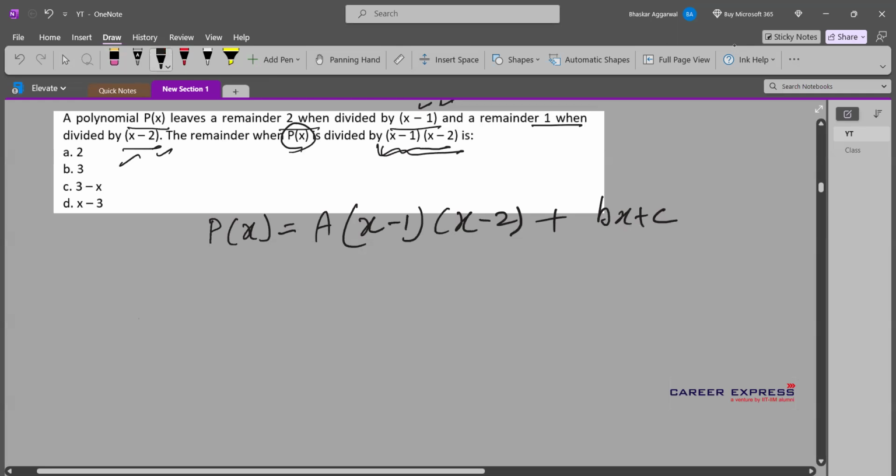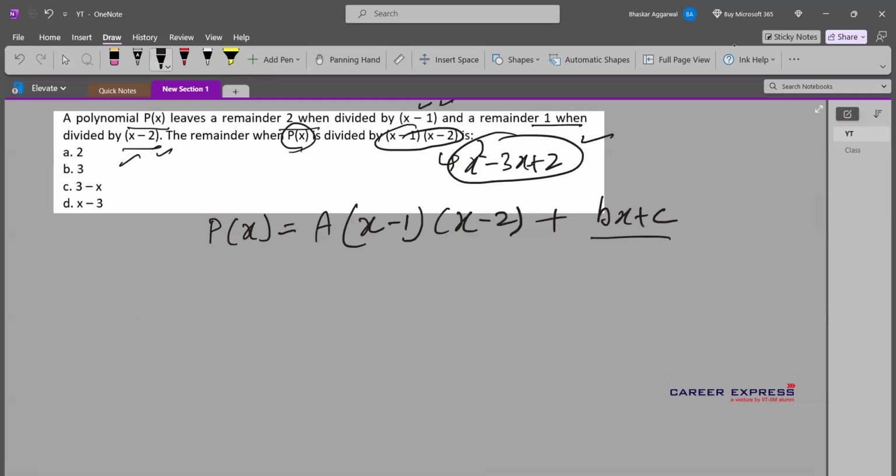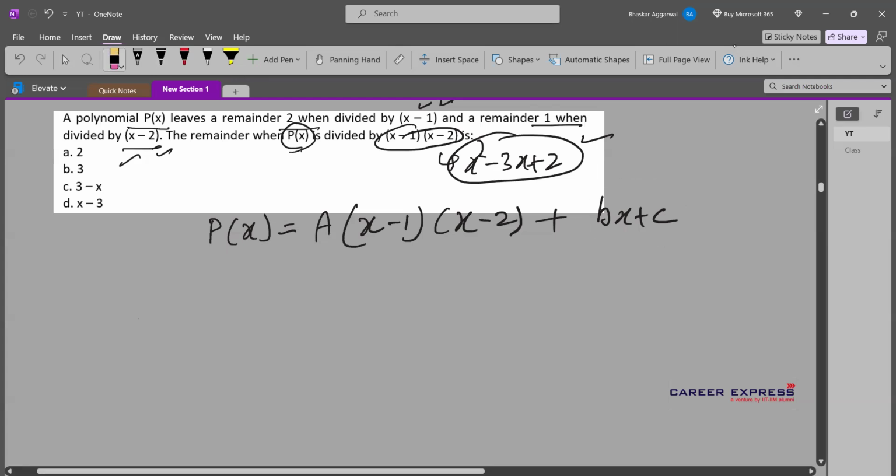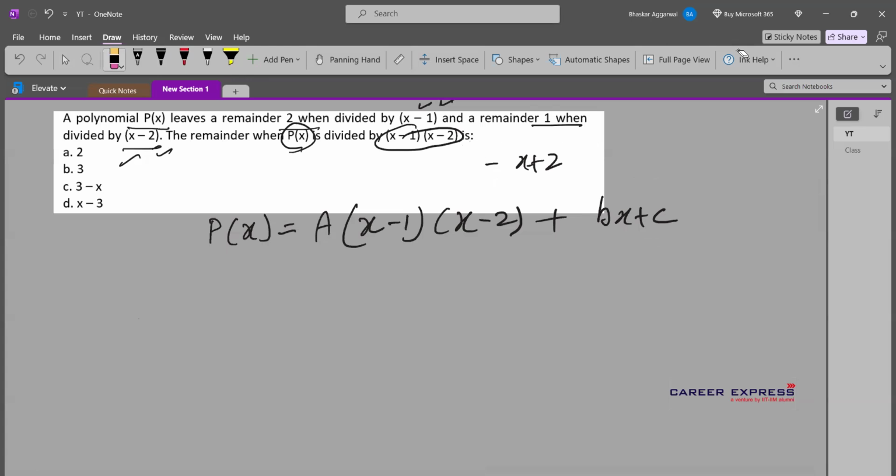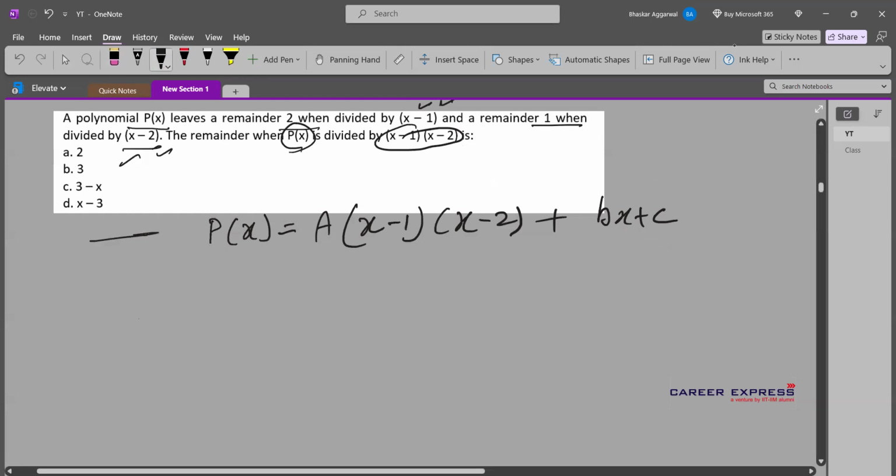So why did I assume it to be linear? Because when we divide a polynomial by (x minus 1)(x minus 2), which is x square minus 3x plus 2, a quadratic expression, the remainder can be a linear expression or a constant, right? So that is why we have assumed the unknown part as bx plus c. So we will have to find the values of b and c only. That's what we need to know. So that is our polynomial.